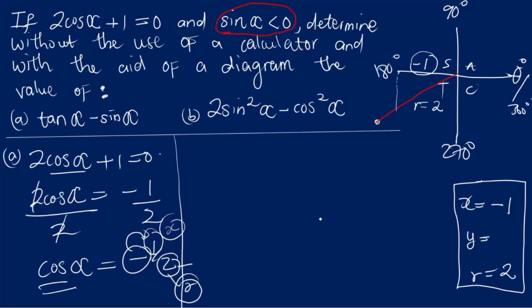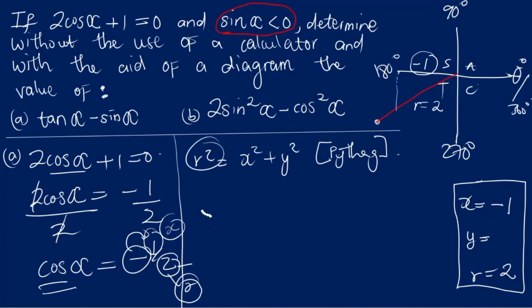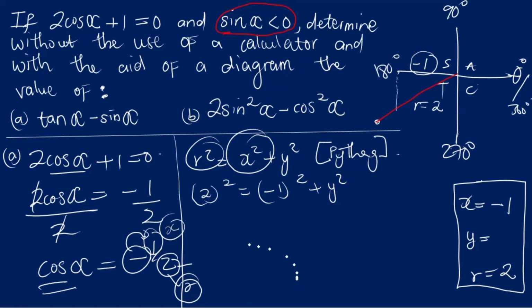We are just left to calculate for y. So how do we do that? We use Pythag. r squared is equal to x squared plus y squared. Reason for that: Pythag. Always provide a reason, guys, when you use Pythag. So I substitute here. What do I have? This is 2 squared being equal to, substitute here, -1 all squared, and then I'm looking for this y squared. This is 4, this is +1, and I have my y squared.